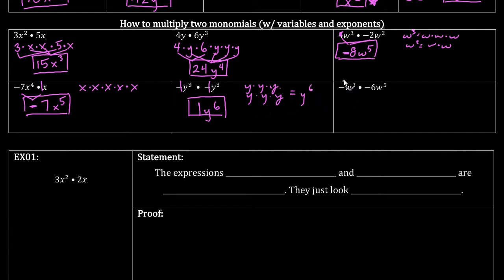All right? So a negative times a negative is a positive. 1 times 6 is 6. W times W times W times W times W times W times W times W is W to the 1, 2, 3, 4, 5, 6, 7, 8th power. 3 and 5 give us 8. Remember, we're combining them.